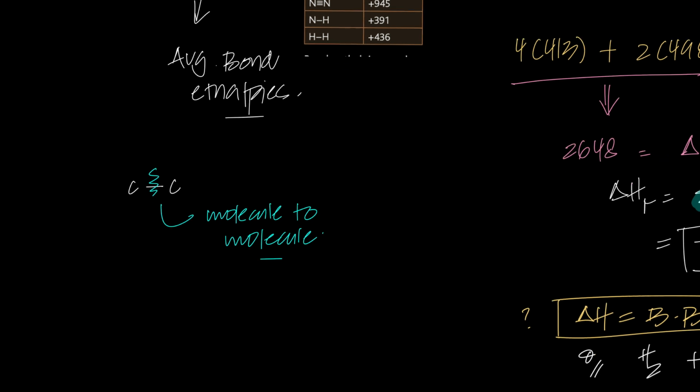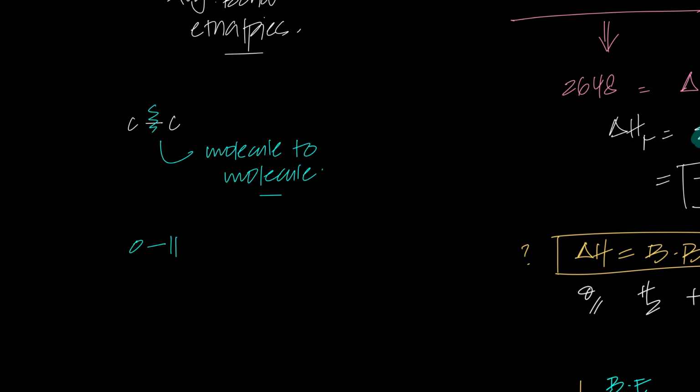Similarly, any other bond, for example the O-H bond. This O-H bond is different for water and different for alcohol. We know alcohols also have an O-H bond. So the energy to break this bond in alcohol would have a slightly different value than to break this bond in water.